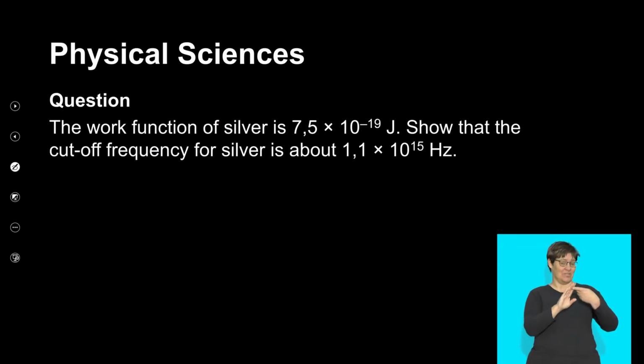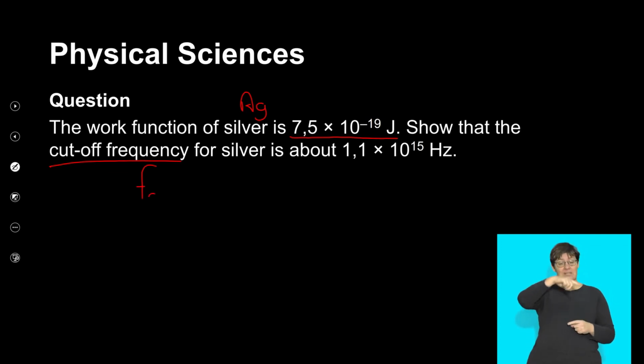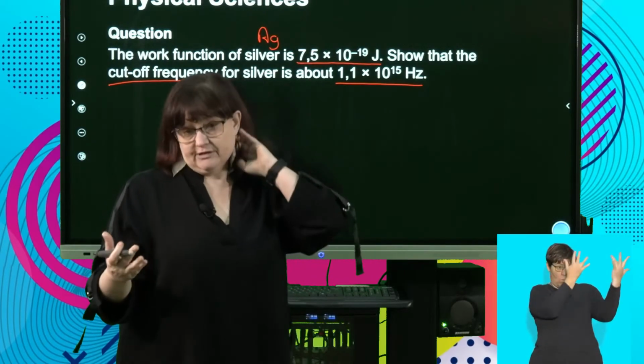First one: the work function of silver, and just to remind you, silver is Ag. And you're going, but it's not chemistry. This has a little bit of chemistry in it. The work function is 7,5 times 10 to the minus 19 joules, which is fine. Show that the cutoff frequency, or the threshold frequency, for silver is about 1,1 times 10 to the 15 hertz. They're asking you to prove what the threshold frequency is.